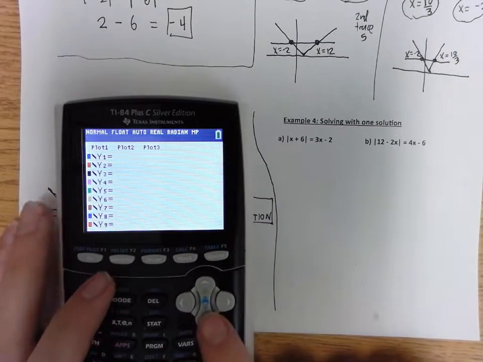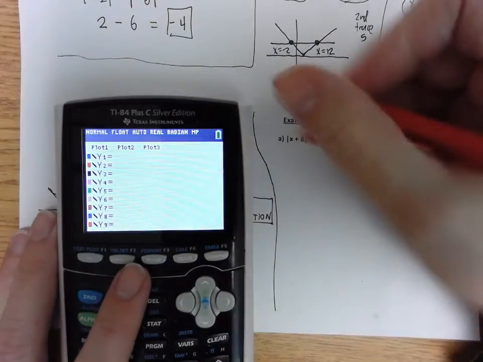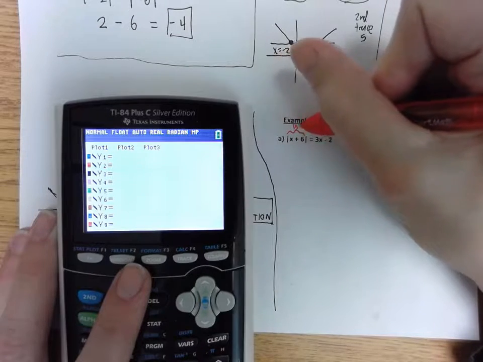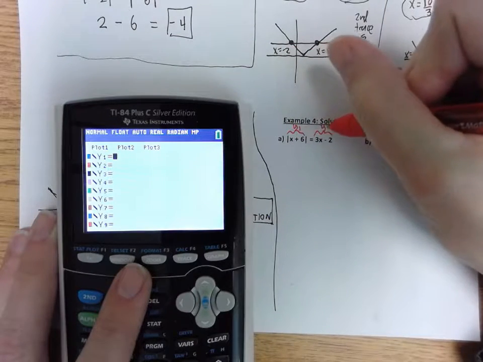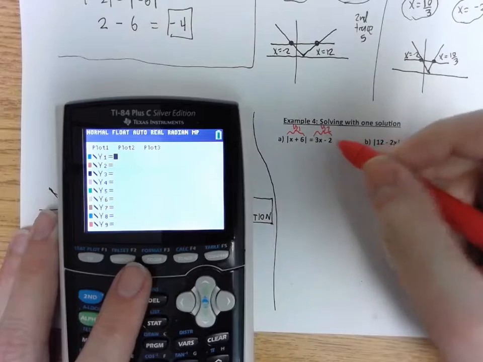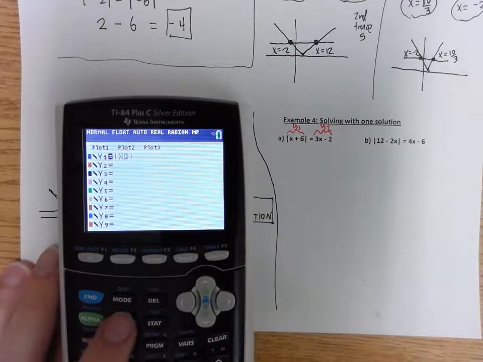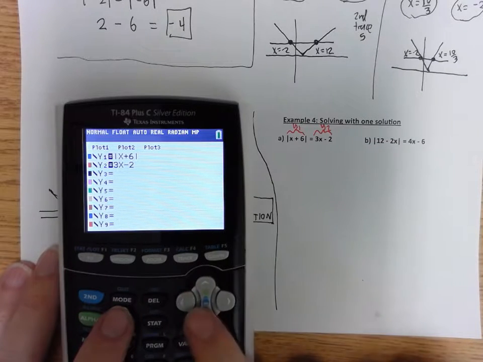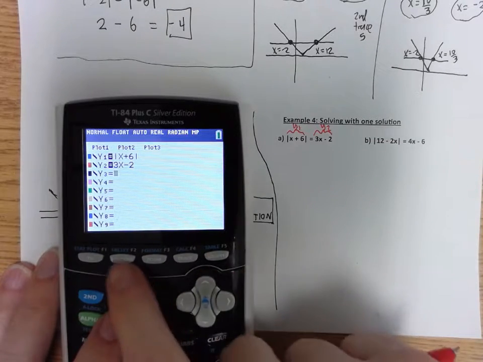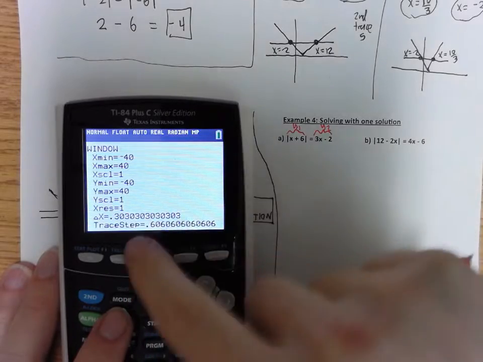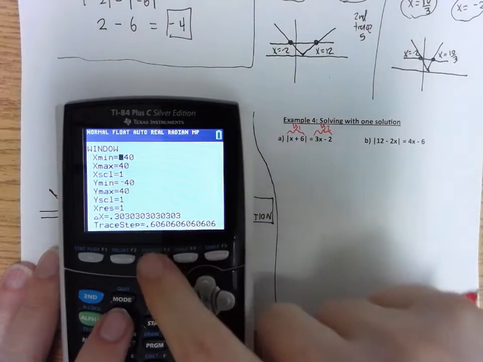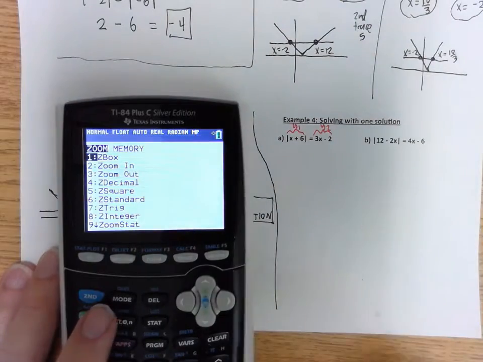What I want to do is for y1, put the absolute value. For y2, just put that linear equation. So y1 will be math absolute value of x plus 6, and y2 is 3x minus 2. And I'm going to go back to a standard window. If you ever want to get back to a standard window, you can go into your zoom and just go to 6.